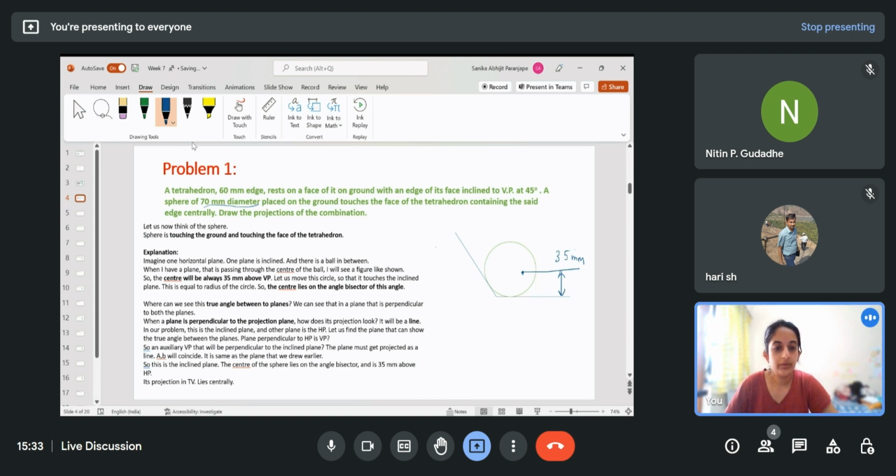So if you have this, then this was my center. I have this as radius 35, and this will also be perpendicular to this thing because this is like a tangent. This inclined plane will be tangent to the circle or the sphere. So this will also be a perpendicular. Now we already know that if such a case is there, this point will lie on the angle bisector of this angle.